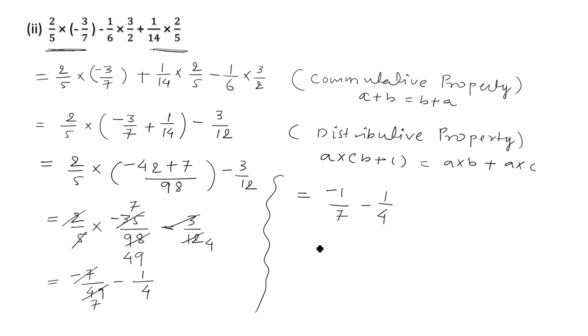Now we simplify, cross multiplication, otherwise take the LCM and equalize the denominator. So 4 into minus 1, that is minus 4, minus sign, 7 1s are 7, 7 4s are 28. So minus 4 minus 7, so minus minus plus, so 4 plus 7, 11, but minus 11 because both numbers are minus, upon 28. Okay, so here we get the answer minus 11 upon 28 by using properties.